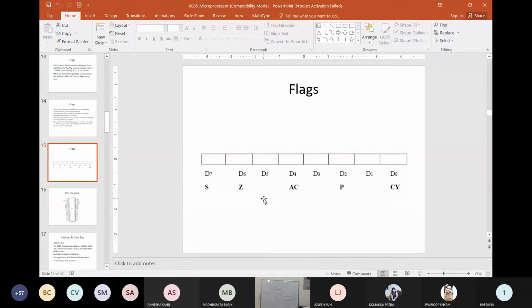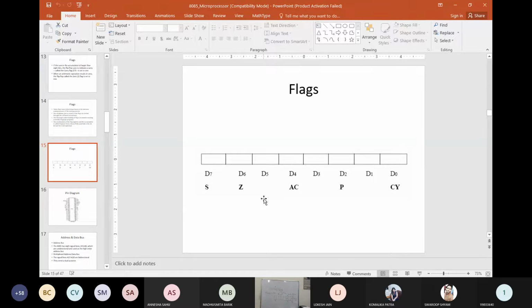Right. Now go to D2. What is written in D2? P. P stands for parity. Parity means, depending upon the 8085 series, they are designed for even parity or odd parity. Carefully understand. The parity bit is an indication to distinguish whether it is even parity or odd parity. If it is set, set means equal to 1.